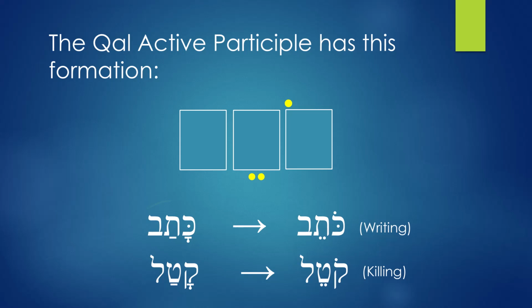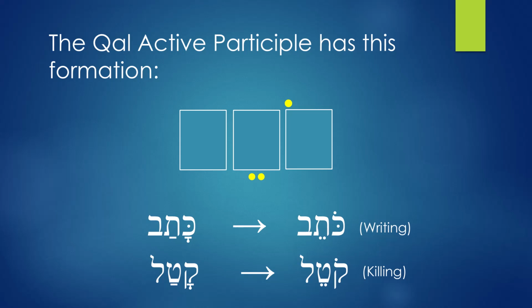And so here is how they're formed. If you have the verb, for example, katav, and you want to turn it into a participle, you're going to put holem on the first consonant and sere in the second. So you're going to have kotev, and kotev means writing. And so the Qal active participle is translated with -ing at the end: writing, killing. For example, you have qatal from the Qal perfect. Making it a participle becomes qotel, holem sere. And the participle qotel would mean killing. And so this is how Qal active participles are formed generally.